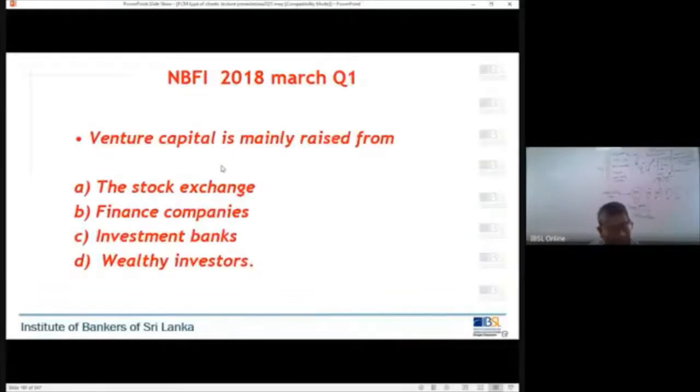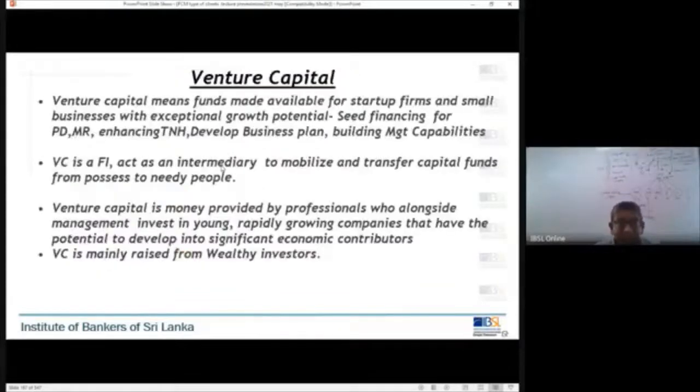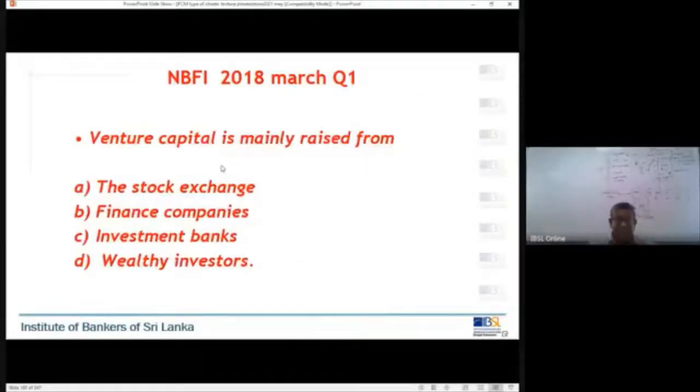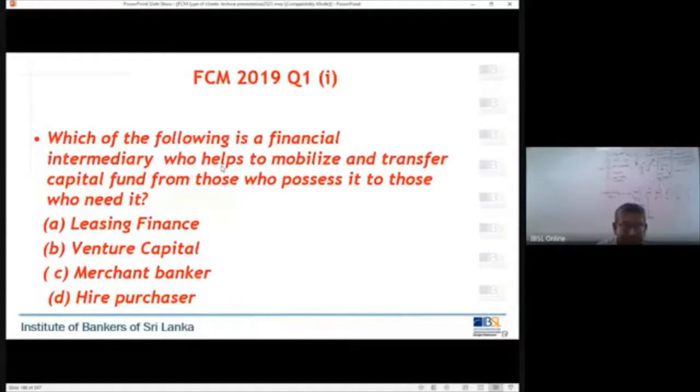Now, why do we need to learn about venture capital? Please look at it. What is this? Non-bank financial institution paper. Venture capital is mainly raised from, what's the answer? I have given you, right? From where is the money given? Read this one: venture capital is mainly raised from wealthy investors. Right? Clear?